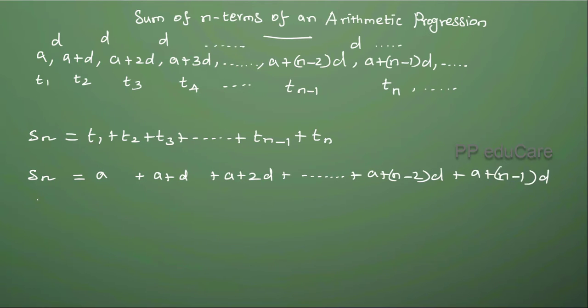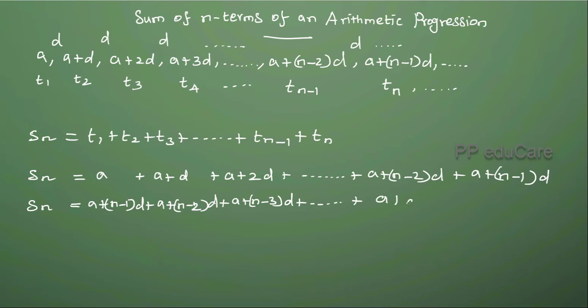Again write the same sum in the reverse direction like this. That is, write the nth term in the first place, a plus (n minus 1) into d, and the (n minus 1)th term in the second place, a plus (n minus 2) into d, and write the (n minus 2)th term, a plus (n minus 3) into d, plus etc., plus the second term here, a plus d, and write the first term at last. Now sum up these two series.